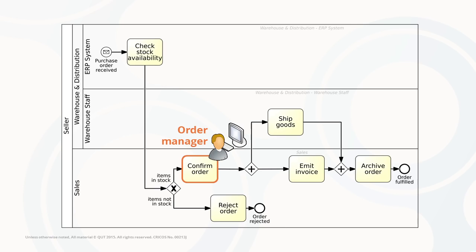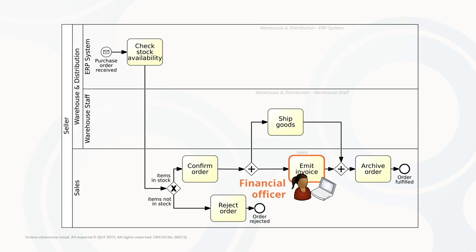So once the order manager has completed this activity, then control will go back to the BPM system that, as a director of an orchestra, will take care now of passing this work on to the next resources. So the resources assigned to the next activities, which in this case are two activities because of the end split. We have emit invoice that will be performed by a financial officer, and ship goods that will be performed by a warehouse worker.